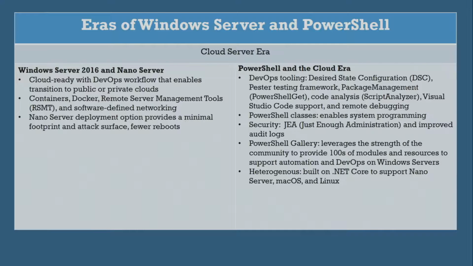We now have a set of stronger DevOps tooling, introducing DSC, desired state configuration, which we put out in 4.0, and in 5.0 really expanded in terms of making it more robust, more complete, a much stronger offering and presentation. We have this Pester testing framework.